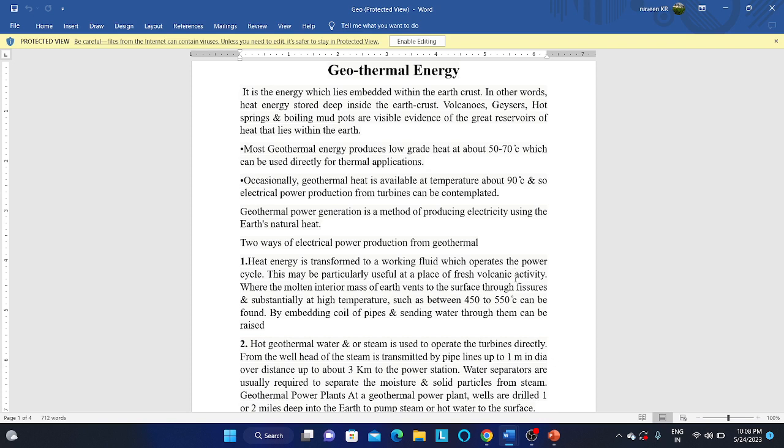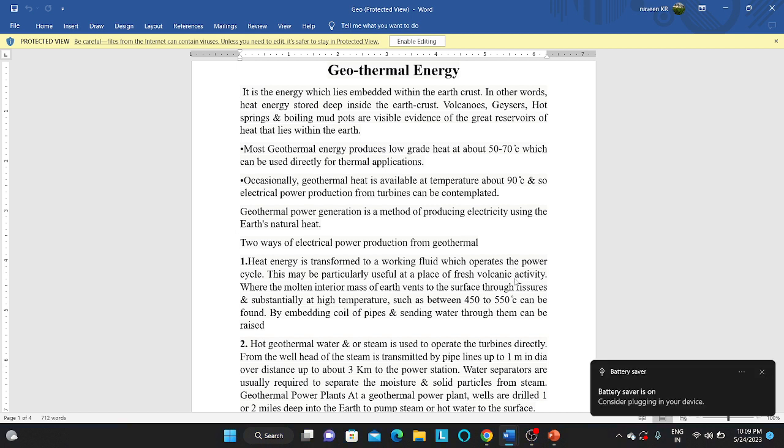Today we are going to discuss geothermal energy. Basically, geothermal energy is the energy which lies embedded in the earth crust, in other words, heat energy stored deep inside the earth crust. The examples of geothermal energy are volcanoes, geysers, hot springs, and boiling mud pots. These are the major examples of geothermal energy.